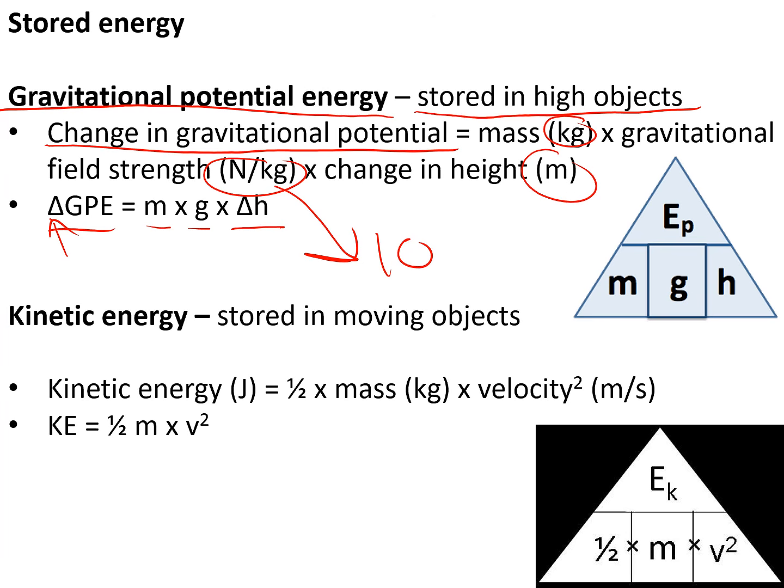Kinetic energy is energy stored in moving objects. So kinetic energy equals half times the mass times the velocity squared. Mass must be in kilograms, the velocity must be in meters per second. So KE equals half times m times v squared.